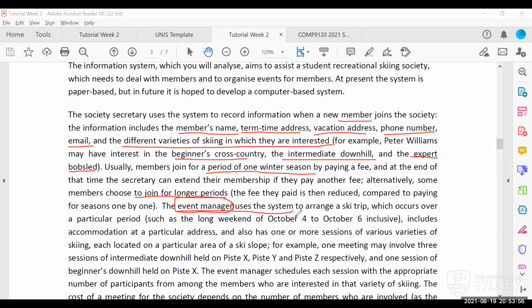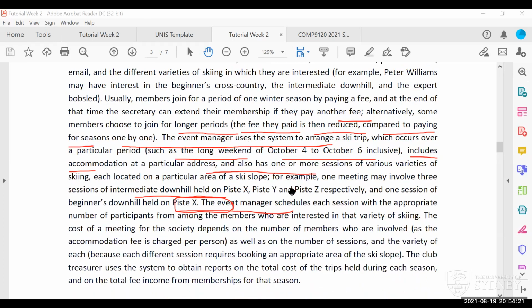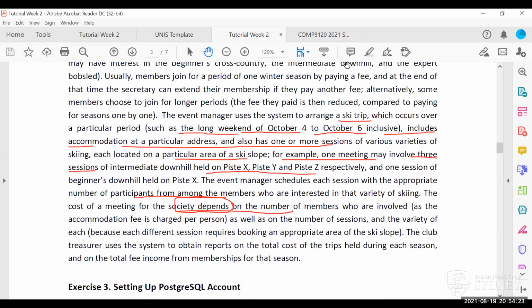What do you think? So the answer is again no. We don't really need to model event manager. The event manager is just a user of the system. We don't really need to model this or track this in our system. So a few other things, let me just clear my screen.